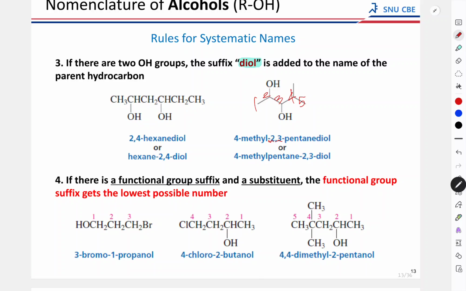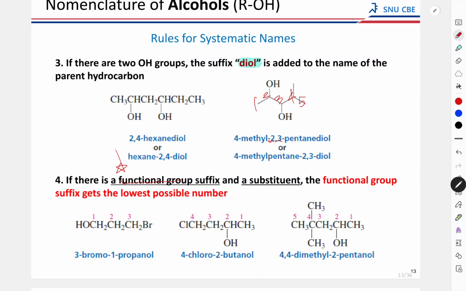Rule number 4: if there is a functional group suffix and a substituent, then the functional group suffix gets the lowest possible number. So when a substituent and a functional group suffix compete, the functional group wins. That's the priority. Again, if there's a functional group suffix and a substituent we need to call out, then the functional group suffix gets the lowest possible number. So take an example here.